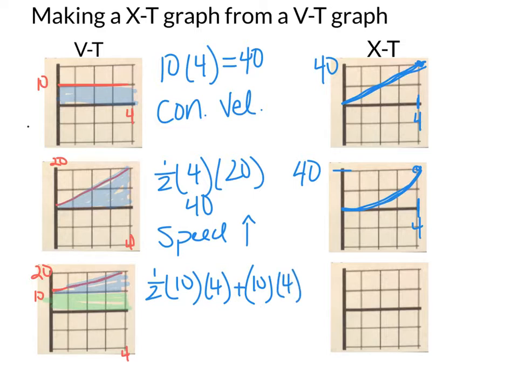So for your triangle, you have 1/2 times 10, which is 5. 5 times 4 is 20, plus 40, and so your total here is 60. So in those 4 seconds, you have now gone 60. And again, you have a diagonal line going away from the x-axis, so you're going to have a curve just like you did in the one above this.